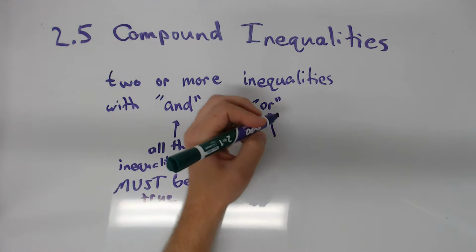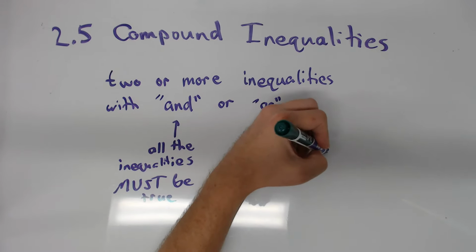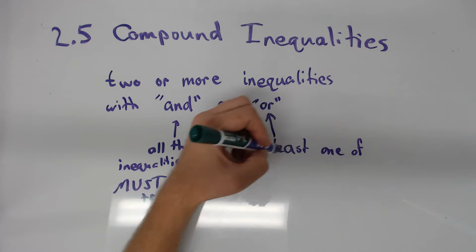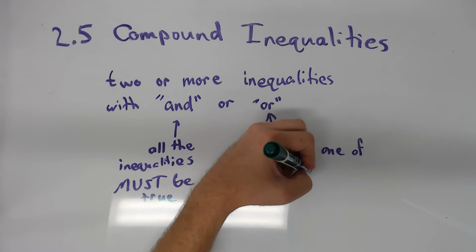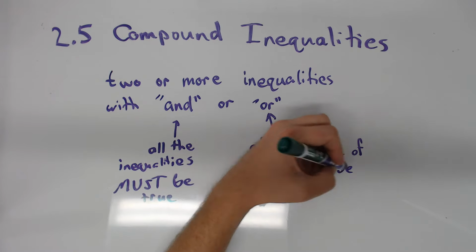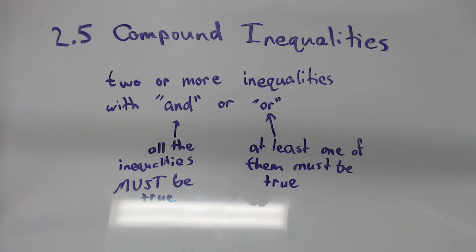Or means at least one of the inequalities must be true. So it's easier to meet the requirements of an or inequality because only one of them has to be true. An and inequality, they all must be true at the same time.